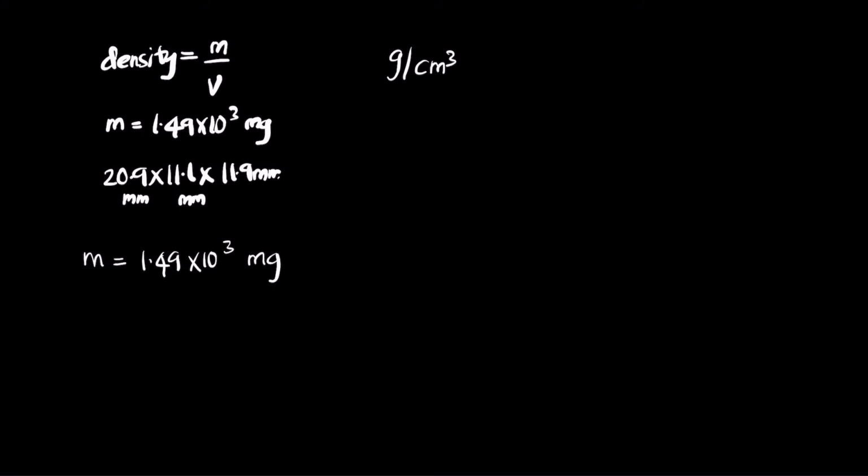So milli, we know that it's 10 power negative 3. So it becomes 1.49 into 10 power 3, and we know that m here represents milli, which is 10 power negative 3, into grams. So 10 cube and 10 power negative 3 are gone. So we have 1.49 grams. So mass is in grams now.